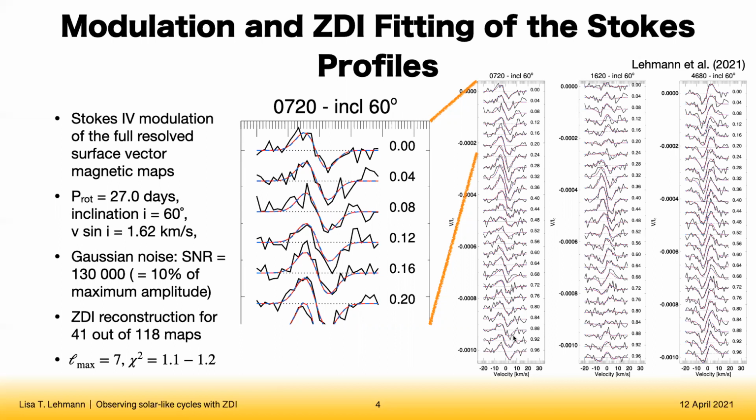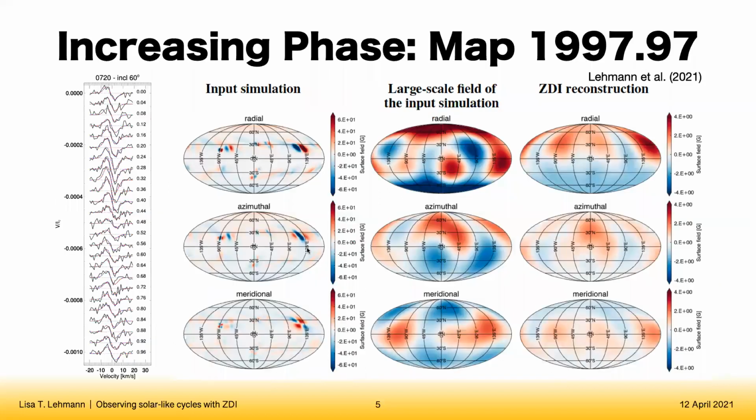And then I used the ZDI code provided by Gaitee Hussain to determine the ZDI maps for 41 maps of all of these simulations. And I would like to show you one example map over here. So here you see the input, the fully resolved input simulations, so the radial, azimuthal, and meridional field. And this is the corresponding Stokes V profile we get from this map. We expect to see something like that.